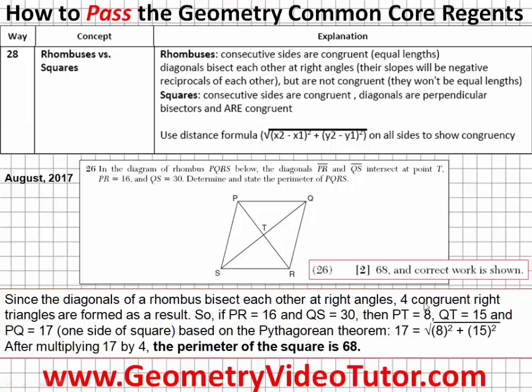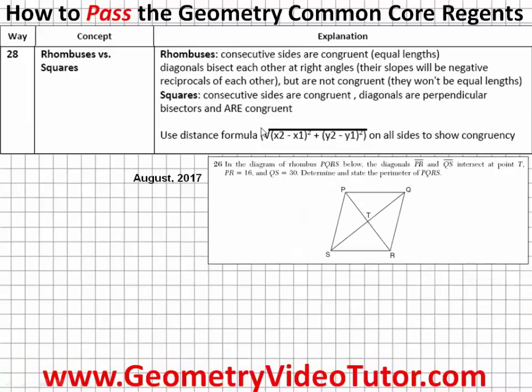Because correct work is shown. Here it is. And you get 17, which is the length of just one side of that rhombus. But then don't forget again to multiply the 17 by 4, getting you the 68. And as long as you get that right and show the work this way, you get 2 points. Okay, and that's again from way number 28.